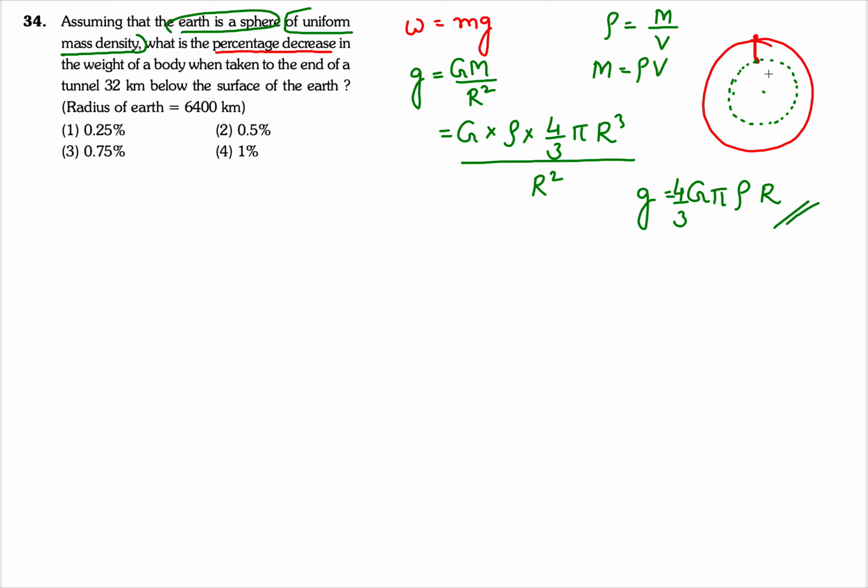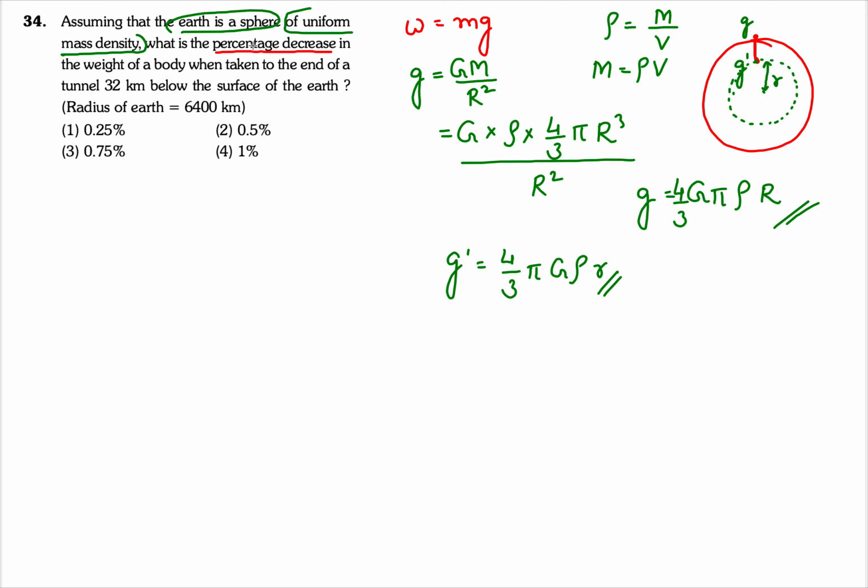Okay, and at this point the radius is somehow different from the complete capital R. We are taking it as small r, and at this point we are taking gravitational acceleration as g dash. Then g dash will be equal to 4 upon 3 pi capital G rho into small r. So small g dash at this point and g only at the surface.